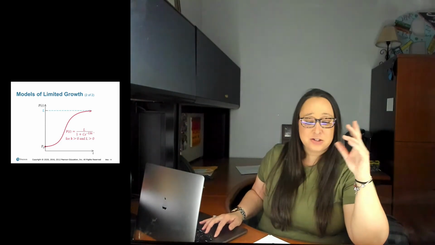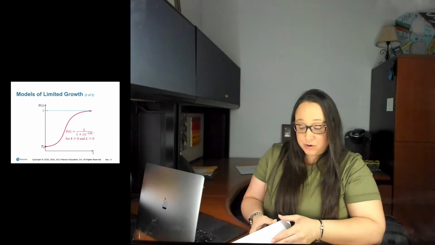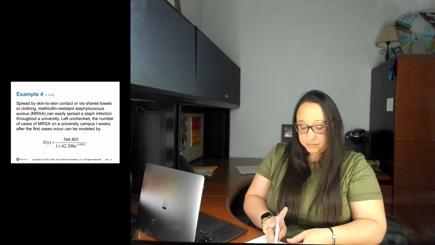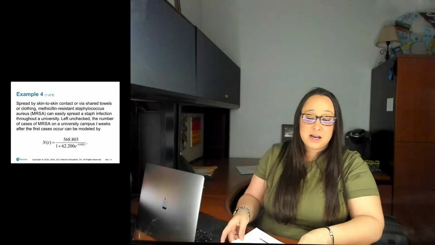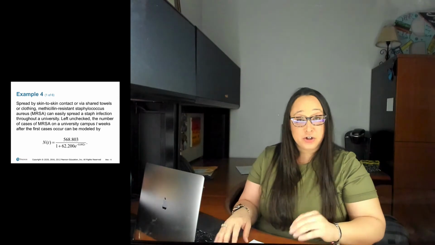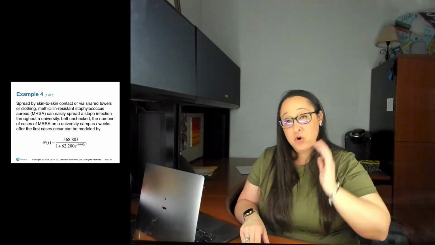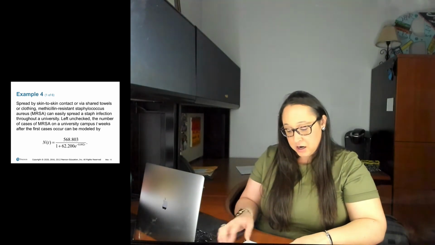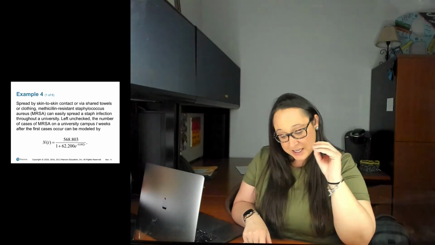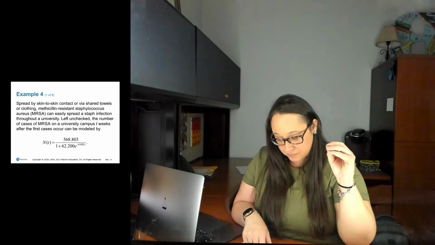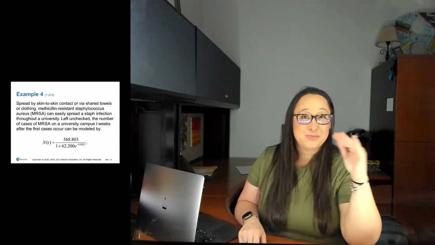So we're going to use that to solve this one last problem that we didn't get to in class. And in this case, we're going to discuss an infection and how it grows at a university. So example 4, it says spread by skin-to-skin contact or via shared towels or clothing. I just refer to this as MRSA. You science people probably know the correct word here. But it can easily spread. It's an easily spread staph infection. In other words, it's going to spread easily through the university.